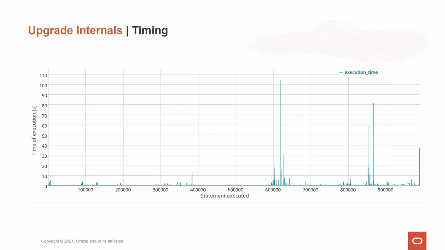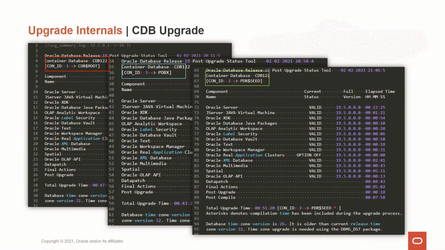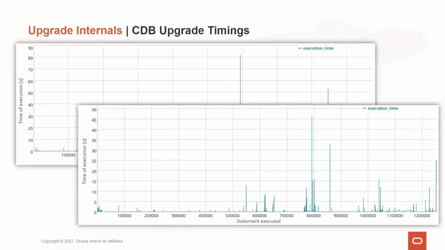Now, how do you think that the CDB upgrade process works? Yes, you are right. It is about the same thing, but this time the tasks previously described are executed for every container on the CDB. This means that we are going to perform the upgrade for CDB root, PDB seed, and the rest of the PDBs. And as you can imagine, the plot for the timings will be the same, but this time we will get one for every container.